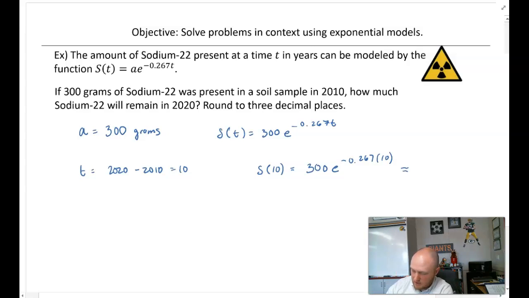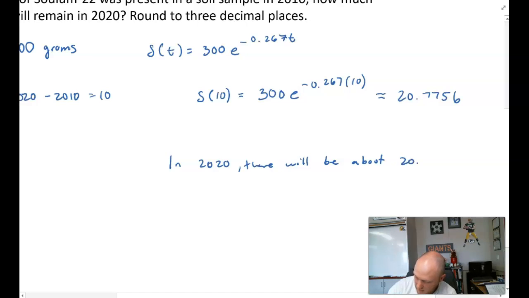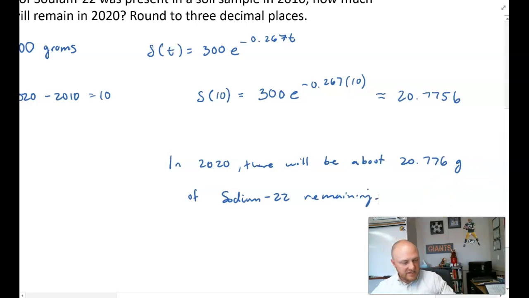Okay, and we get approximately 20.7756. And they want us to round to 3 decimal places. So we can say in 2020, there will be about 20.776 grams of sodium-22 remaining. Pretty easy. All we have to do is plug it into our calculator and evaluate, and we are good.